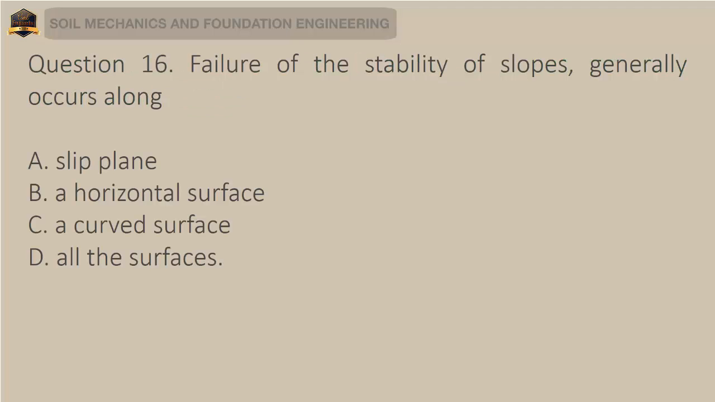Question 16. Failure of the stability of slopes generally occurs along A. Slip plane. B. A horizontal surface. C. A curved surface. D. All the surfaces.